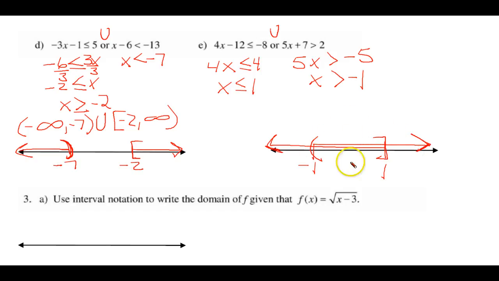Now if we were dealing with an intersection, this would be our intersection, but we're dealing with a union. So the whole line then becomes darkened and arrows at both ends. So what would be interval notation of this? Well, it would be from negative infinity to positive infinity. That is all real numbers.